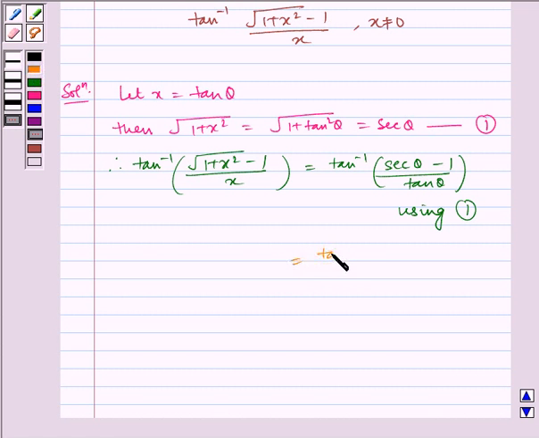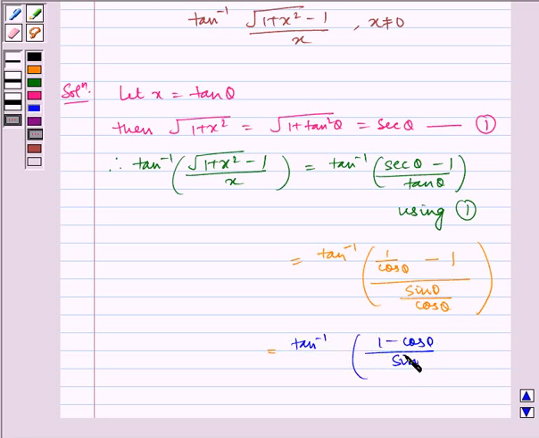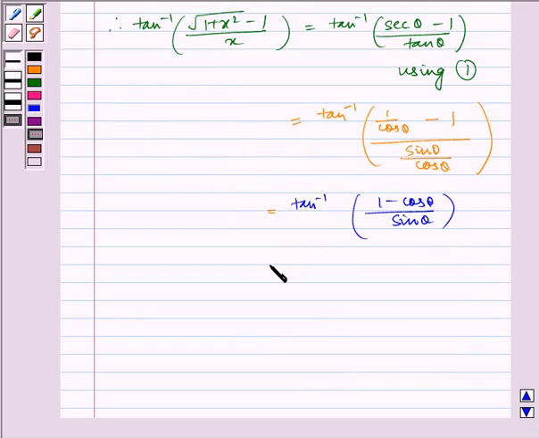which is equal to tan inverse of (1 by cos theta minus 1) whole divided by sin theta by cos theta, which is equal to tan inverse of (1 minus cos theta) by sin theta. Which is equal to tan inverse of 2 sin square theta by 2 divided by 2 sin theta by 2 cos theta by 2.